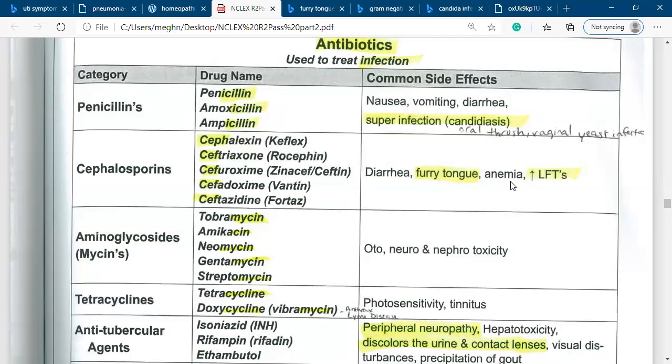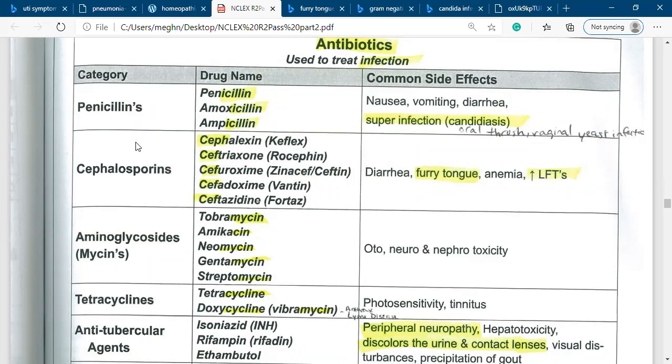If anybody has an overdose of cephalosporin, we have to give them an antidote, and this is called epinephrine, same as penicillin. If anybody has a penicillin overdose, we give them an antidote, and this is called epinephrine. Both antidotes are the same, epinephrine.